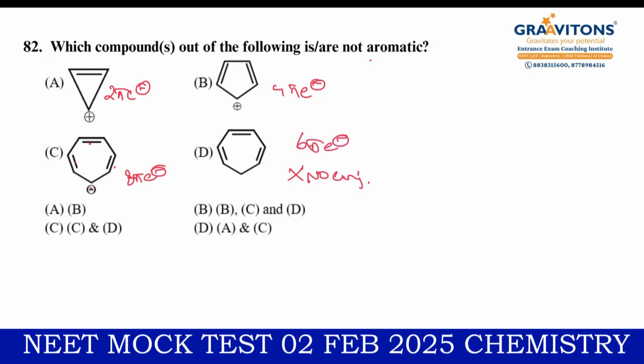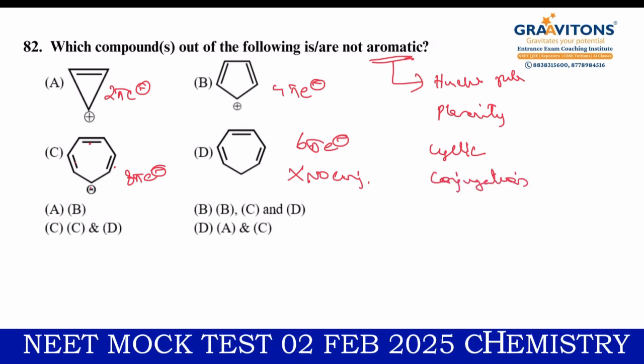And we know what the conditions are for a compound or ion to be aromatic. They should obey Huckel's rule, there should be planarity, it should be cyclic, and you should have conjugation of double bond and single bond. If all the 4 conditions are present, we can consider them aromatic. However, here they are asking for not aromatic. So, 2 pi electrons is actually aromatic, which obeys Huckel's law and has planarity, cyclic nature and conjugation. So I cannot take option A.